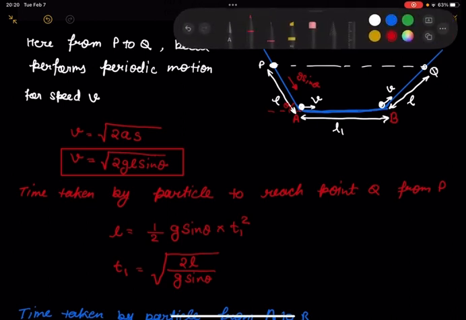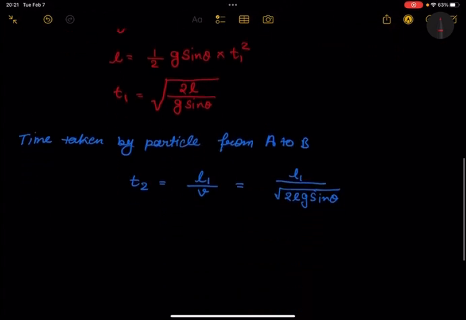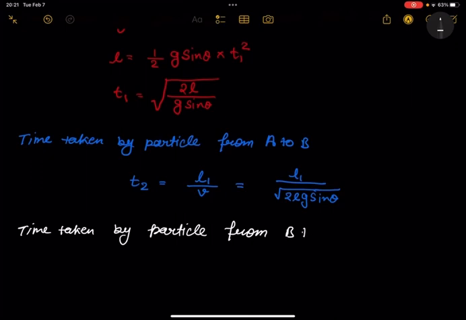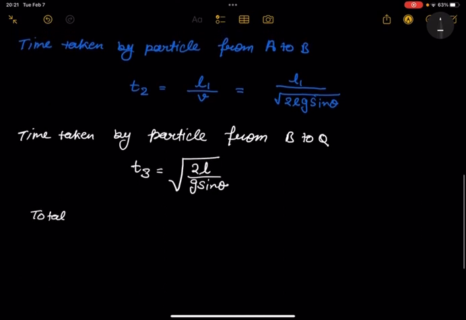Now one thing I will tell you here. If the acceleration is g sine theta, at this point the angle is also theta, so here the acceleration is also g sine theta. So if from P to A the time taken is T1, then from B to Q the time is still T1. So the time taken by the particle from B to Q is T3, equal to the square root of 2L upon g sine theta.